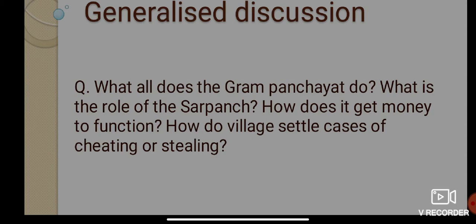The Gram Panchayat is headed by the Sarpanch, who presides over its meetings. It gets money from the tax collected from people, from the shops, from the animal fairs, and funds from the state government and the Zila Parishad, which looks after the district level. We learned this in our previous class. Cases of stealing and other disputes are referred to the Nyaya Panchayat, a village body which functions as a village court. Whenever there is a case of stealing or cheating, it is taken to the Nyaya Panchayat.